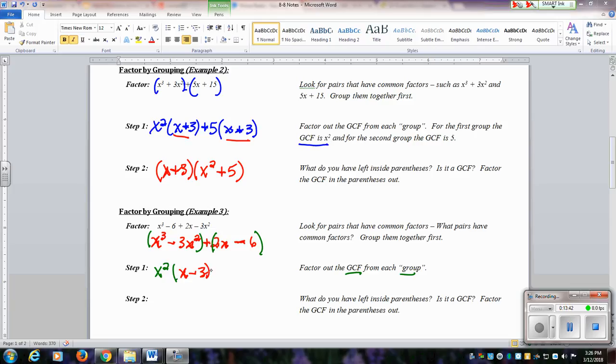Okay. And then my next factor, what am I going to take out of the next set of parentheses? The 2x and negative 6 have a greatest common factor of 2. I've noticed that I have an x minus 3. I'm going to end up with an x minus 3 here. So I don't need to pull out a negative. So I'm just going to leave this positive 2 plus.